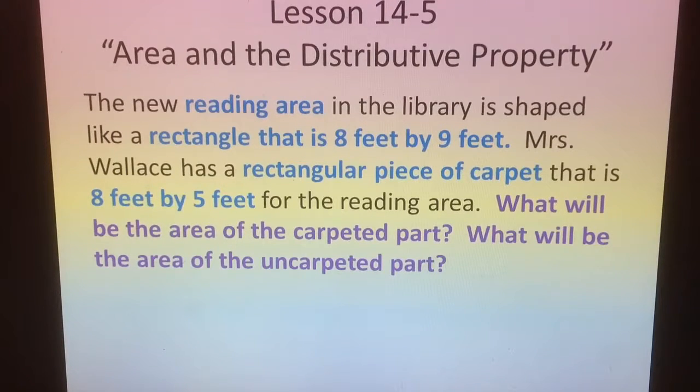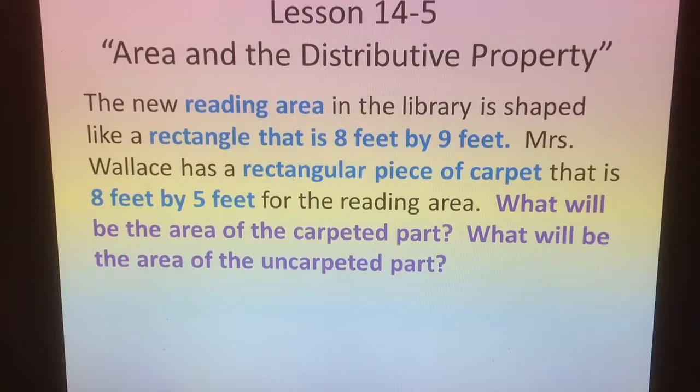And what will be the area of the uncarpeted part? The first question is easier to answer because we already know the area of the carpet. We know that the area of the carpet is 8 times 5, or 40 square feet. But how do we find the area of the uncarpeted part?